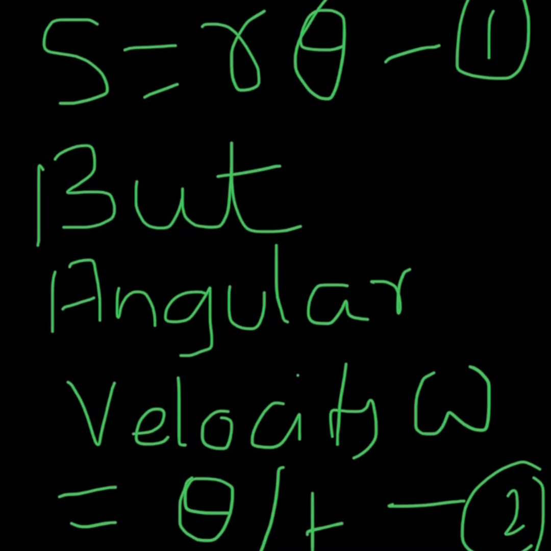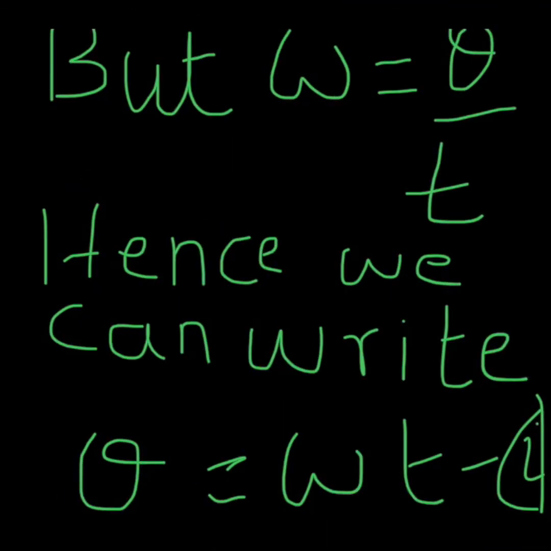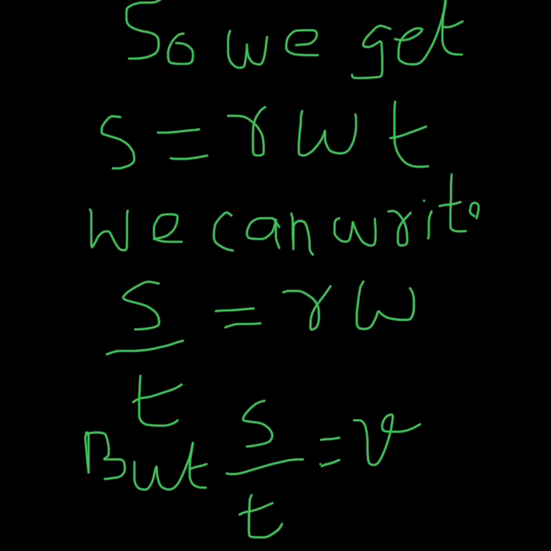But we also know by the definition of angular velocity that angular velocity is equal to angular displacement upon time. So we get omega is equal to theta by t. Let this be equation number 2. Since omega is equal to theta by t, we can rearrange the terms and write theta is equal to omega into t. So we can take this value of theta from equation number 2 and replace the theta in equation number 1 by the value omega t. After that substitution, we get S is equal to r omega t.